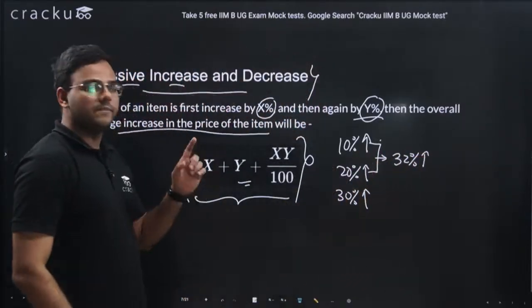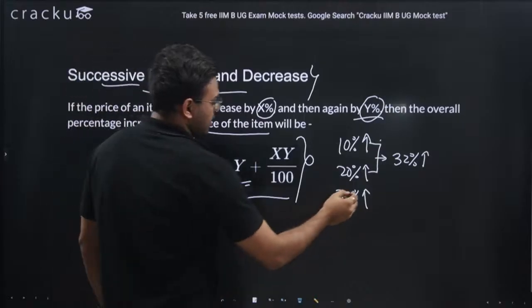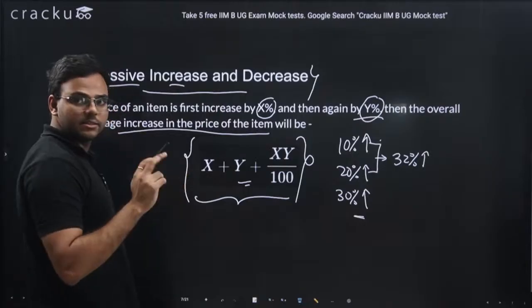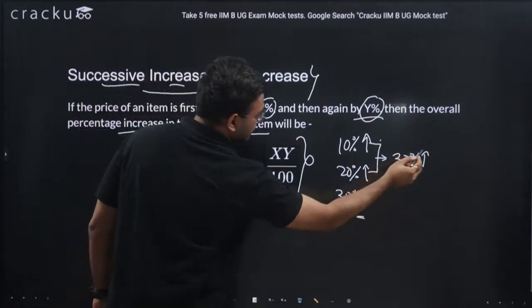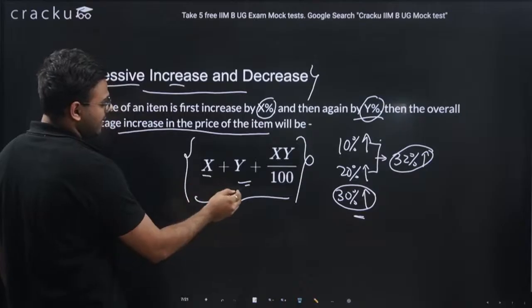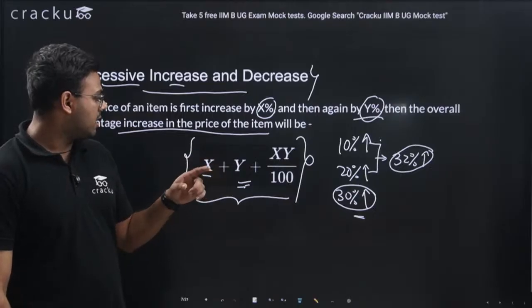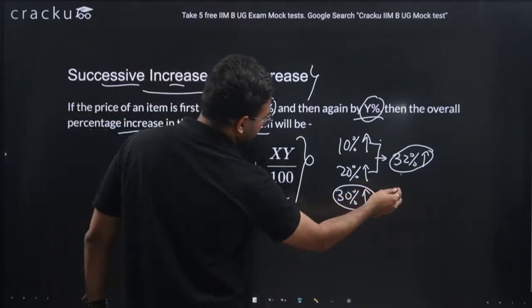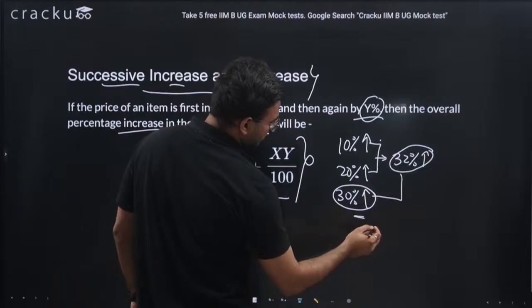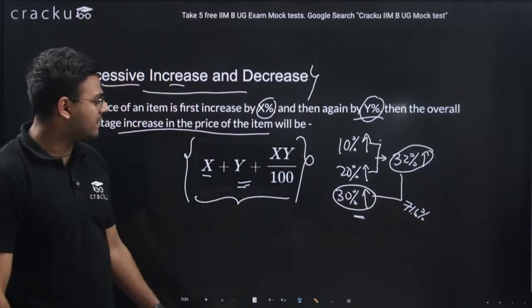So what does this say? If we first increase by 10%, then by 20%, there will be an overall increase of 32%. Now you have to apply the formula again, because there is a 30% increase as well. You substitute x with 32 and y with 30, so it will come as 32 + 30 + 9.6. So 32 plus 30 is 62, plus 9.6, which is 71.6%.